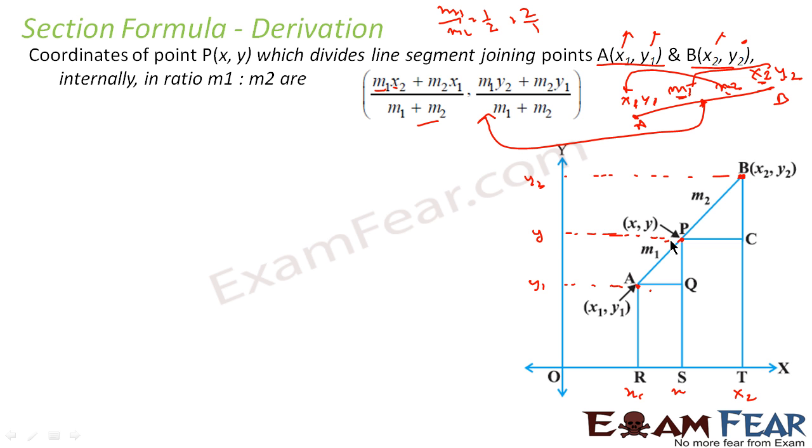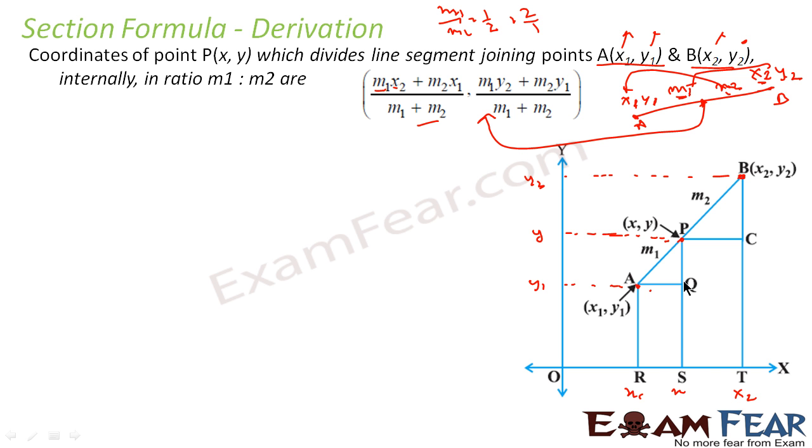Correct? You know how we have done this? This is x1, y1, so if you take this point to the y-axis, this is y1, and if you take this point to the x-axis, this is x1. This is x, y, so if you take this point to the x-axis, this is x, and if you take it to the y-axis, this is y. Similarly, this is x2, y2, so on the x-axis this is x2, and on the y-axis this is y2. We have all the points.